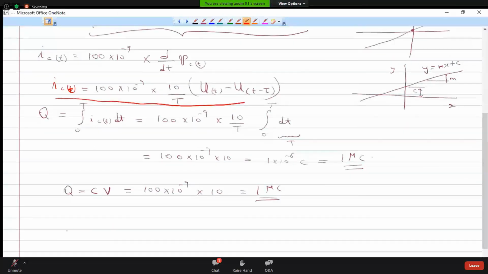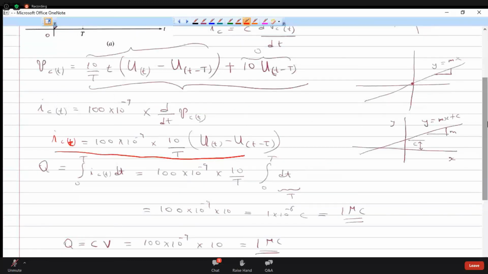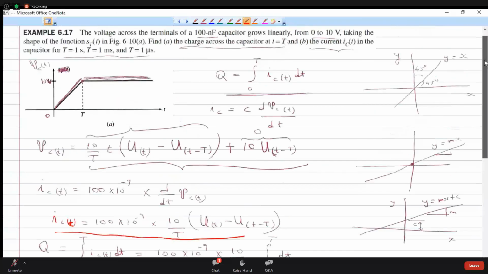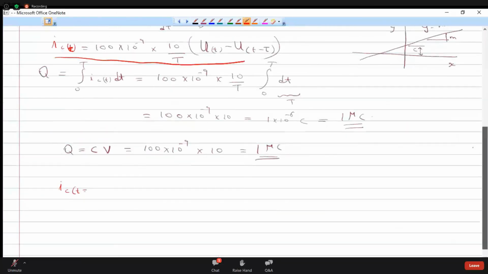So I need to find what is IC of t at 1 second, 1 millisecond, and 1 microsecond. So t is equal to 1 second. So that will be equal to 100 into 10 power minus 9 into 10 divided by 1, which is nothing but equal to 1 into 10 power minus 6. So that is equal to 1 microampere.